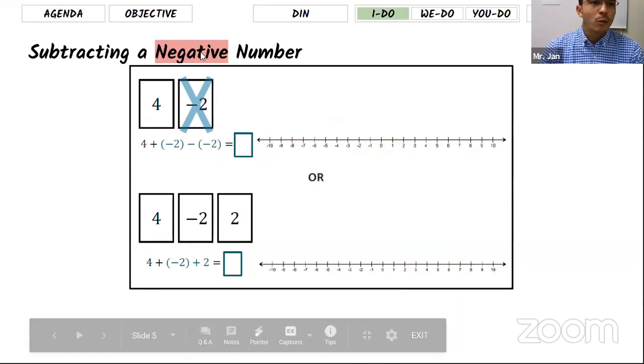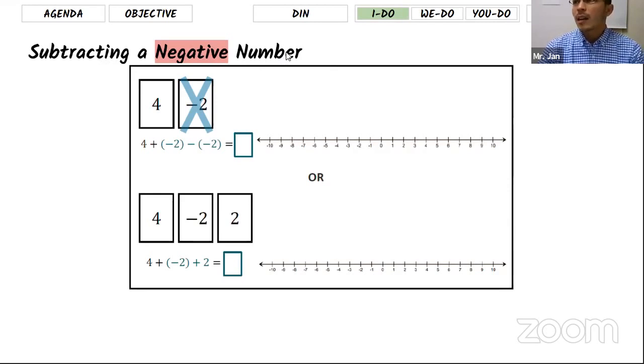Now let's talk about subtracting negative numbers. This is kind of tricky. Let's say you have two cards again, 4 and negative 2. Like in real life, if you think of it as an integer game, subtracting is just crossing out that number, just taking away. So the second number is negative 2, meaning taking away that negative 2.